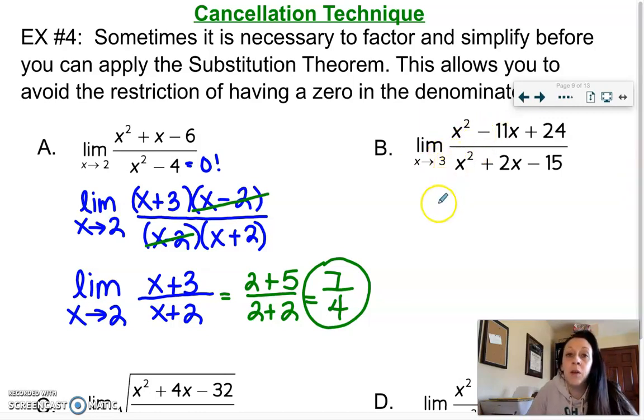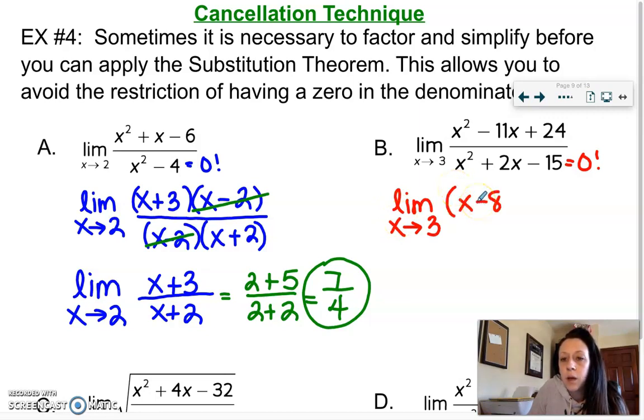Okay, so let's try a few more. B, again, I'm going to check and see if I can get an answer without doing the cancellation. So I'm going to go to the denominator because that's where our restrictions lie, and I'm going to plug in 3. So 3 squared would be 9, plus 6 is 15, minus 15. So we do get 0 again, right? So we need to do our cancellation, which means you're going to try to factor, and hopefully something will cancel.